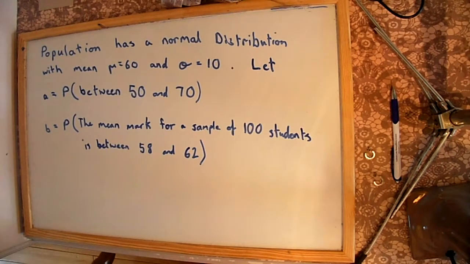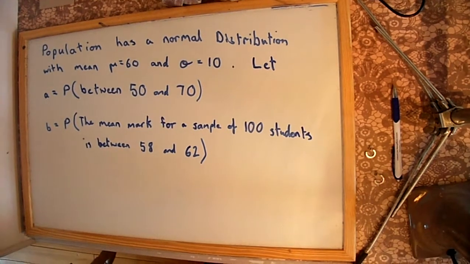And B is the probability that if you were to take a sample of 100 students, what's the probability that the mean mark is going to be between 58 and 62?